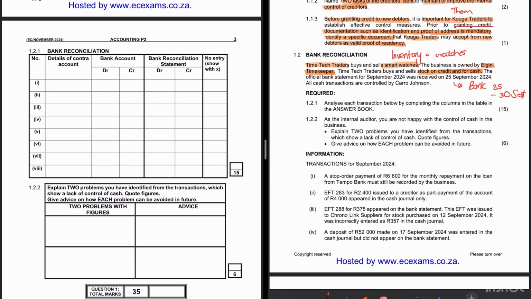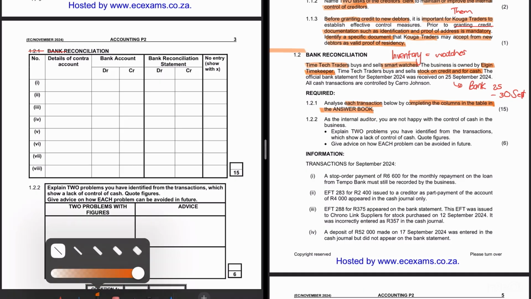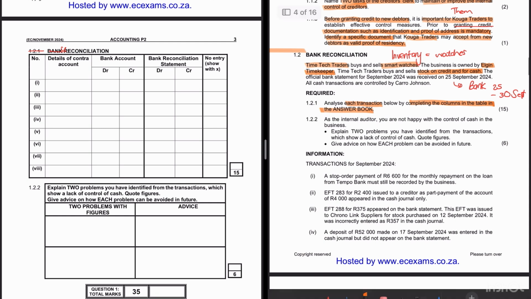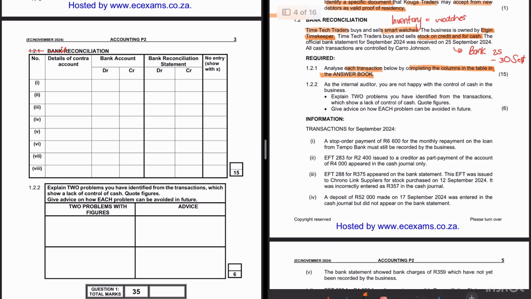Number 1.2.1. Analyze each transaction below by completing the columns in the table in the answer book. So this is what we are completing together. Our highlighters don't seem to be working, but that's okay. So we're doing 1.2.1. Using each transaction, here are our transactions.